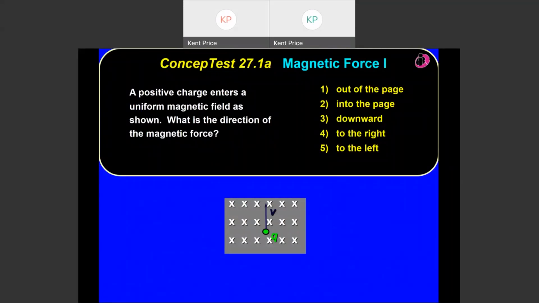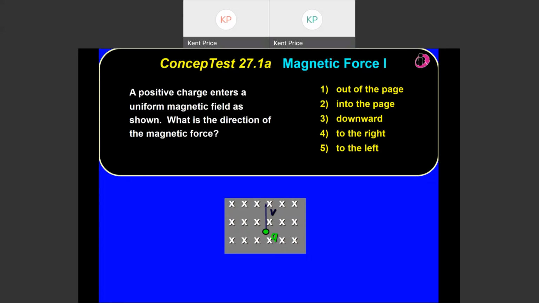In this one, we have a magnetic field into the screen and a positive charge with a velocity up. Well, the direction of the force always has to be perpendicular both to the field and the velocity, so you should immediately say, well, if one is up and one is in, then the force has to be perpendicular to both of those. That's either left or right, so immediately eliminate choices 1, 2, and 3.